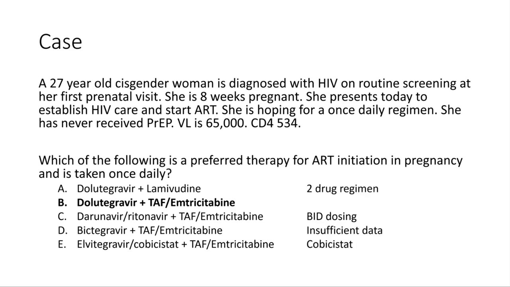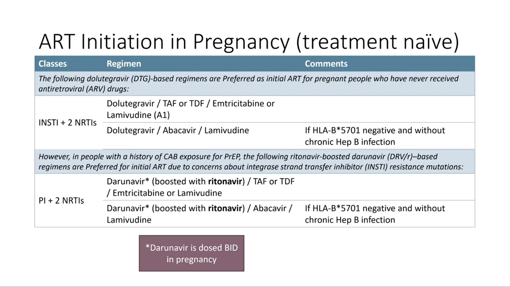The reasons these other ones are not preferred: 2-drug regimens make people wary in pregnancy. Darunavir-ritonavir is BID dosing in pregnancy. Bictegravir has insufficient data per the guidelines, and cobicistat has a higher rate of failure. This is the table for ART initiation in pregnancy for people who are treatment naive, and this is just the preferred. There is a long list of acceptable alternatives with careful monitoring, which is basically most of the rest of the regimens. But the actual preferred is an integrase inhibitor, specifically dolutegravir plus 2 NRTIs.